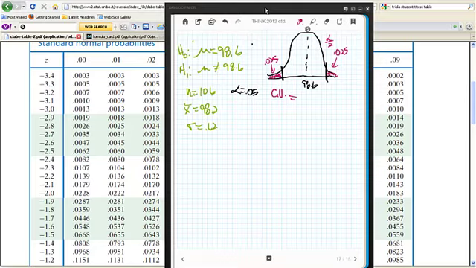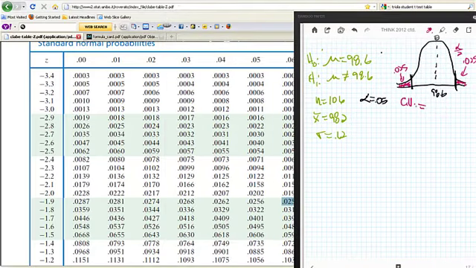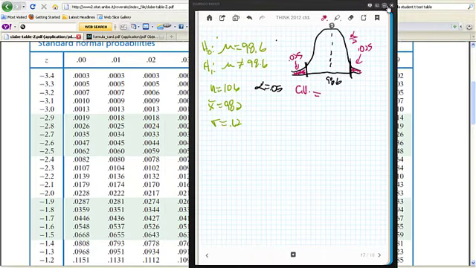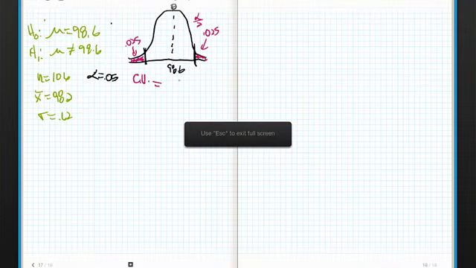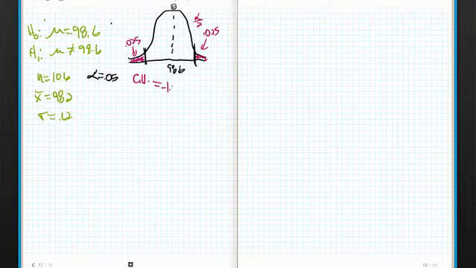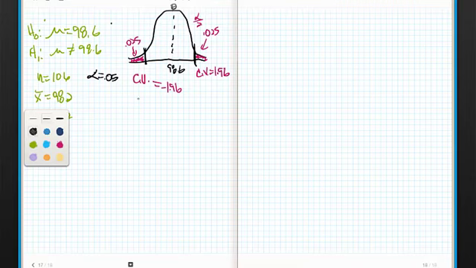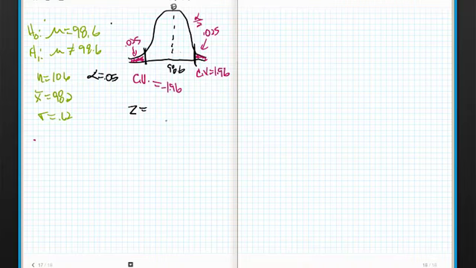So if I stumble back here, I know that this critical value is going to be negative 1.96, and this critical value is going to be a positive 1.96. And then all I'm going to do is take my test statistic, which is Z, and if it ends up in either one of these critical regions, I get to reject the null hypothesis. If it doesn't, then I don't. Okay? All right, check it out.